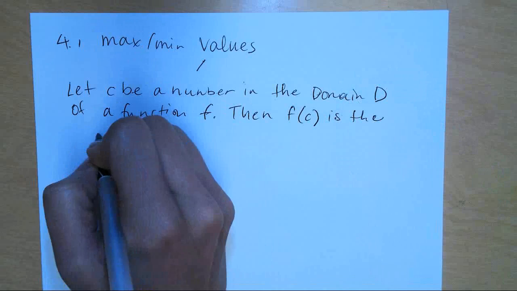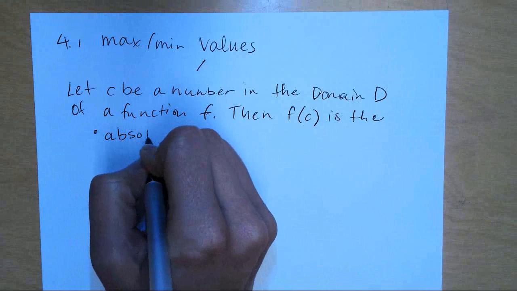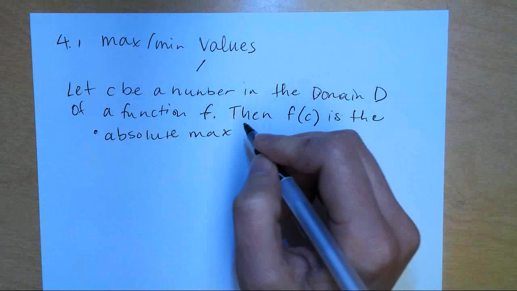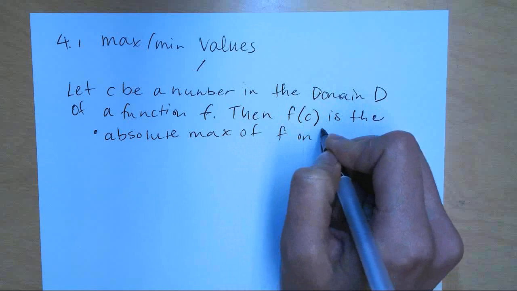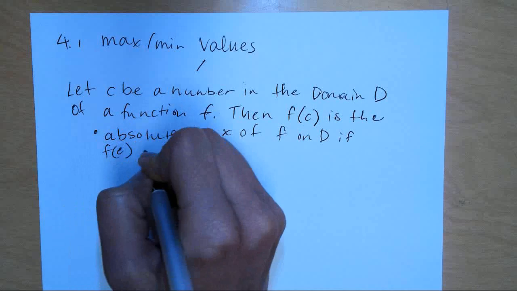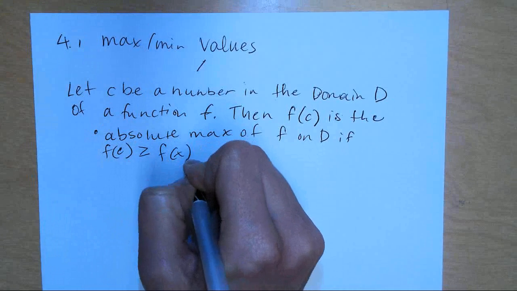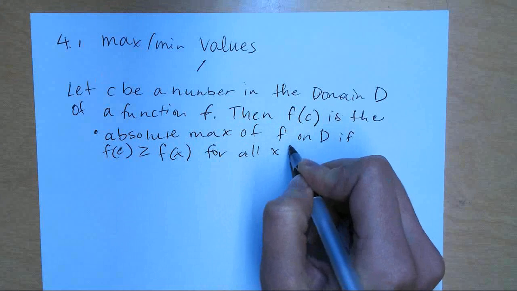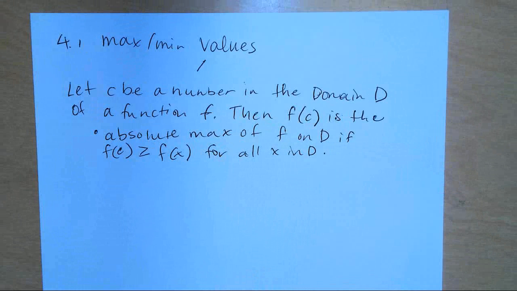f of C is the absolute max of f on the domain if f of C is greater than or equal to f of x for all x in D. We have talked about this before. It's basically, is there a highest y value? If there is, that's the maximum.